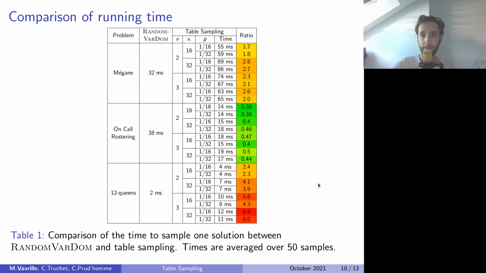Now in terms of running time, you have here the time of random-random in the second column, the time of table sampling in the previous to last column, and I gave the ratio between the two here, and so in green it's when my approach is faster than random-random, and we see that on some problems we are up to 3 times faster, and on the other problem we see that we are at most 7 times slower, which remains in the same order of magnitude.